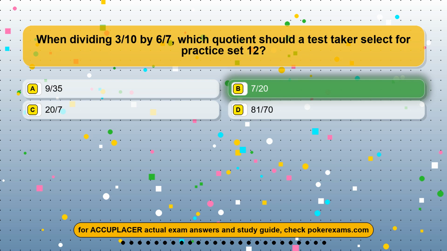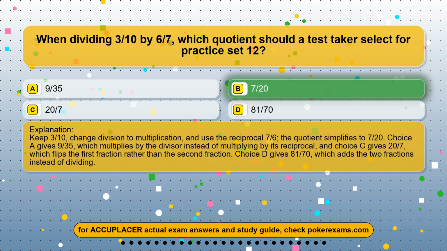The correct answer is option B, 7/20. Keep 3/10, change division to multiplication, and use the reciprocal 7/6. The quotient simplifies to 7/20. Choice A gives 9/35, which multiplies by the divisor instead of multiplying by its reciprocal, and choice C gives 27, which flips the first fraction rather than the second fraction. Choice D gives 81/70, which adds the two fractions instead of dividing.